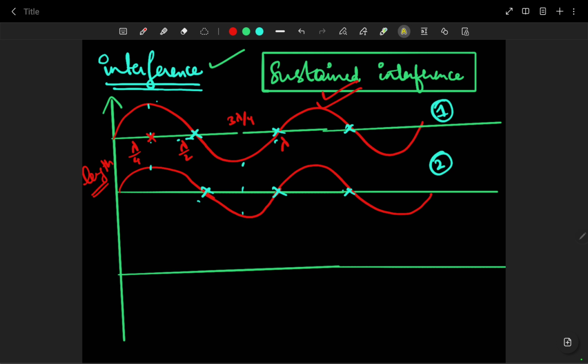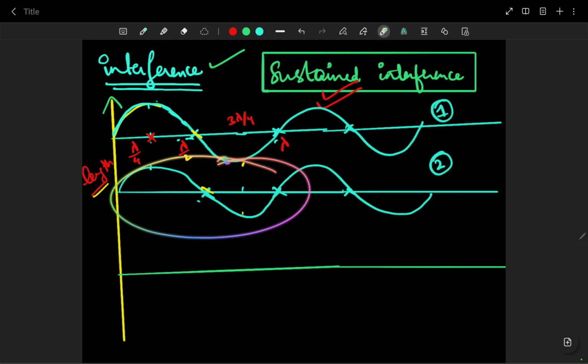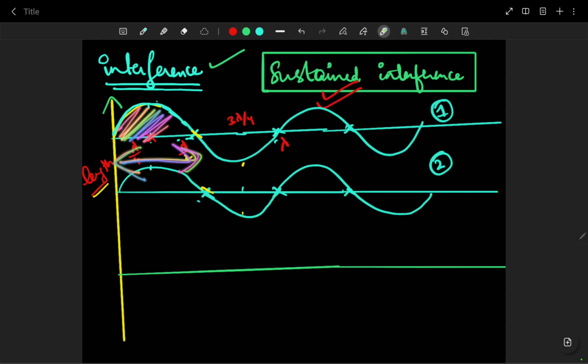What am I going to do? I'm going to shift this second wave. Okay, that is the second wave, right? When I shift it, I will be shifting it consciously by lambda by 2. That is this much shift I will give it. Now let's see how that works.